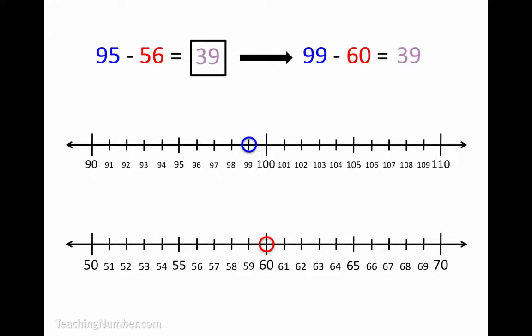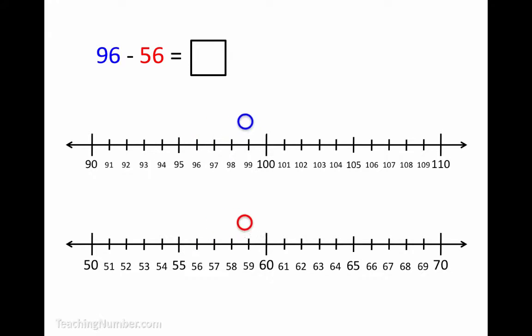We saw in stage 14 that compensation always works, but it is not always the most efficient strategy. In this case, we would need to add 4 to the subtrahend and minuend to get the 10-friendly equation 100 minus 60.